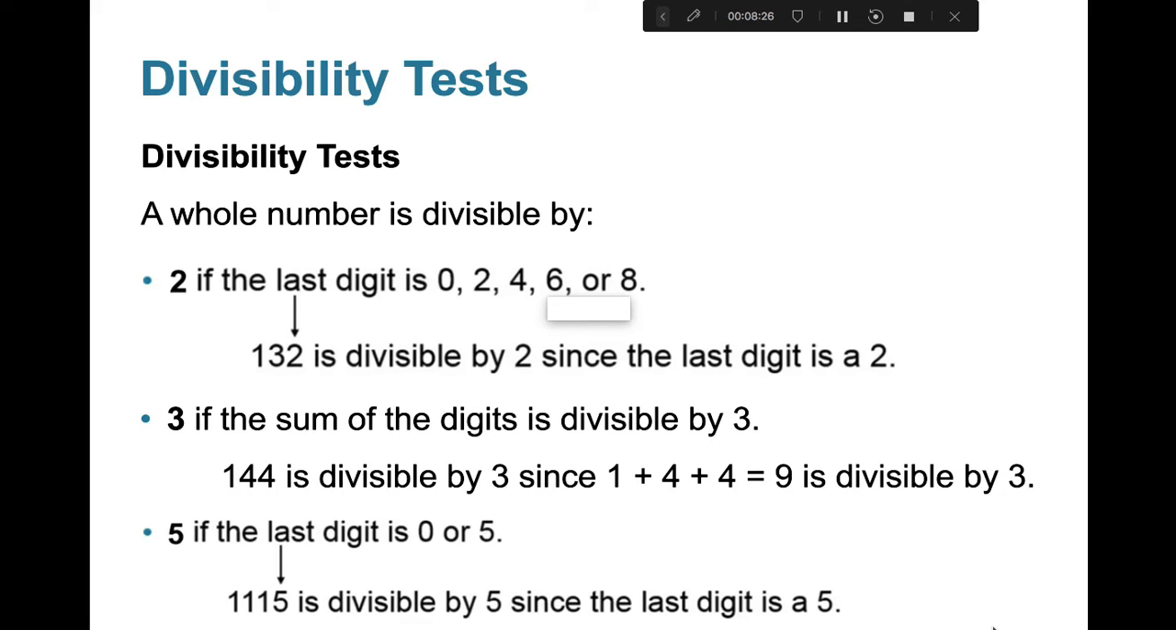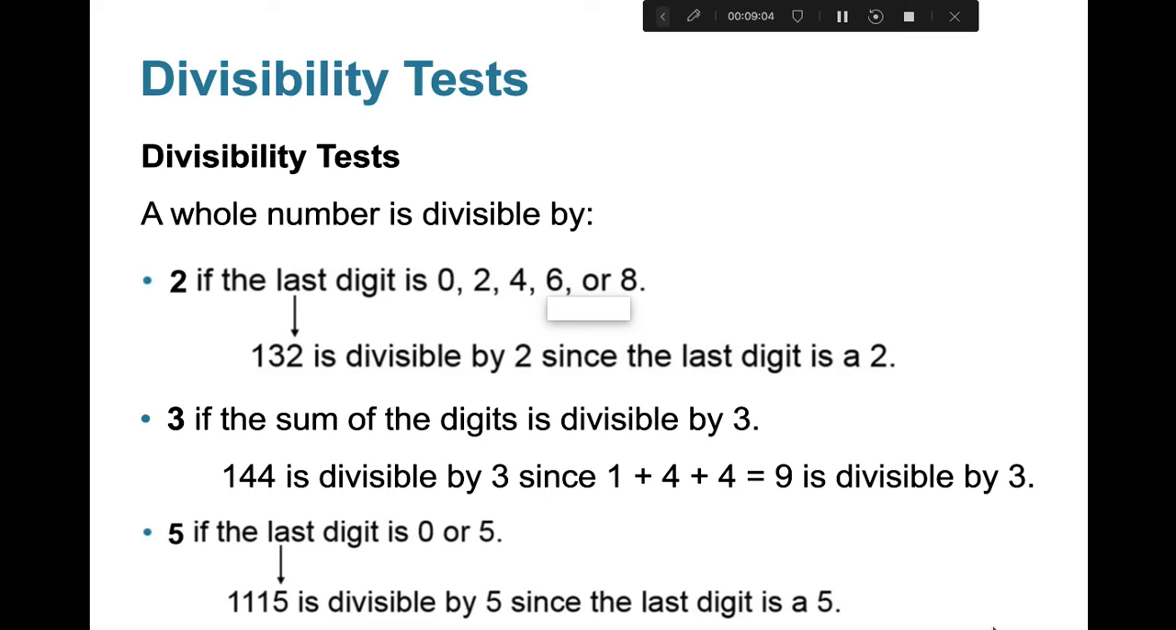For number 4, the last 2 digits form a number that's divisible by 4. So if the last 2 digits are a 1 and a 6, like 316, 16 is divisible by 4, so 316 is divisible by 4. 424, 24 is divisible by 4, so 424 is divisible by 4. 5s obviously end in a 5 or a 0. 6s, if a number is divisible by both 2 and 3, it is also divisible by 6.